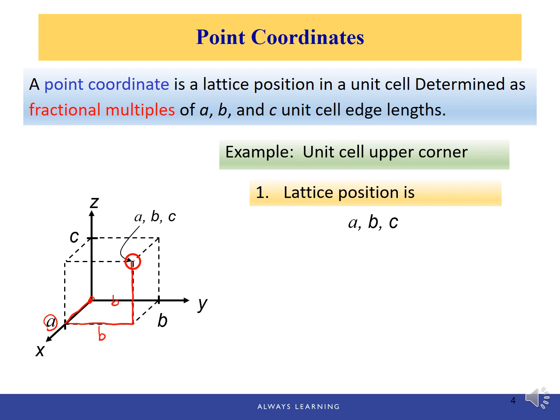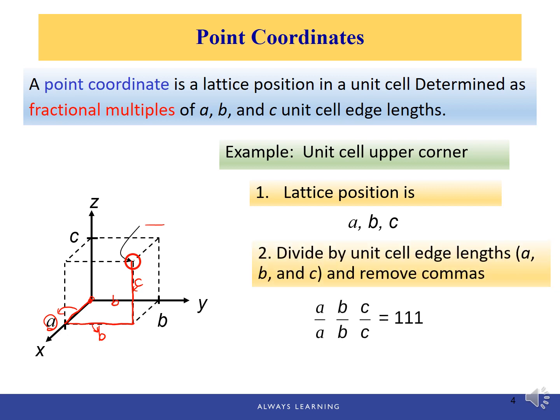And finally, I need to change my direction to walk along the Z direction, parallel to the Z axis. And the distance I traveled is C. Therefore, the X coordinate is A, the distance I traveled along the x direction, and the y coordinate is B, the distance traveled along the y direction, and the z coordinate is C. Therefore, the lattice position will be A, B, and C.